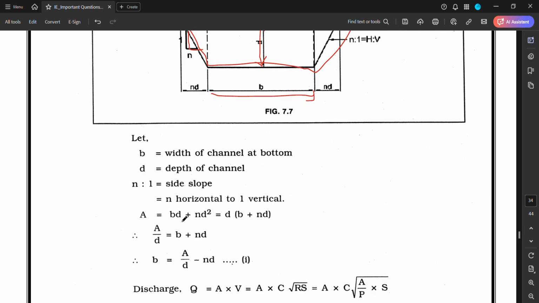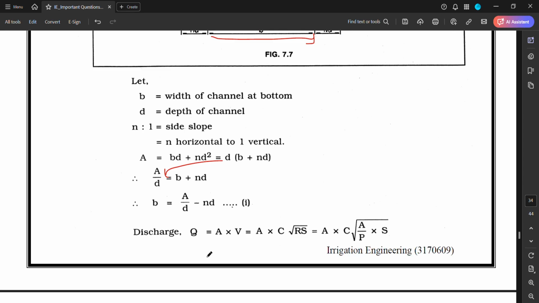Area A is equal to BD plus nD square, which is D into (B plus nD). So A by D is equal to B plus nD. B is equal to A by D minus nD. Discharge Q is equal to A into V. Velocity is Chezy's coefficient C into under root RS. So Q is equal to A into C under root RS, where R is equal to A by P.